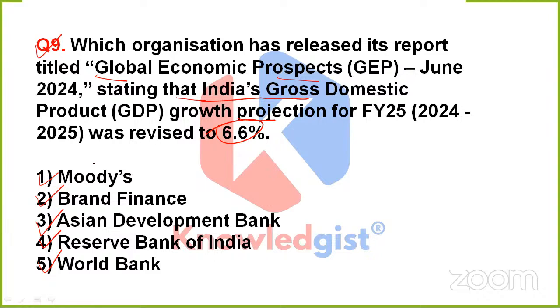Anyone? Okay, Learn Shortly is saying option 3, that is Asian Development Bank. Anyone else? Have 5 seconds. Which one should be the correct option? Yeah, great. So this time, dear, the correct option is 5.